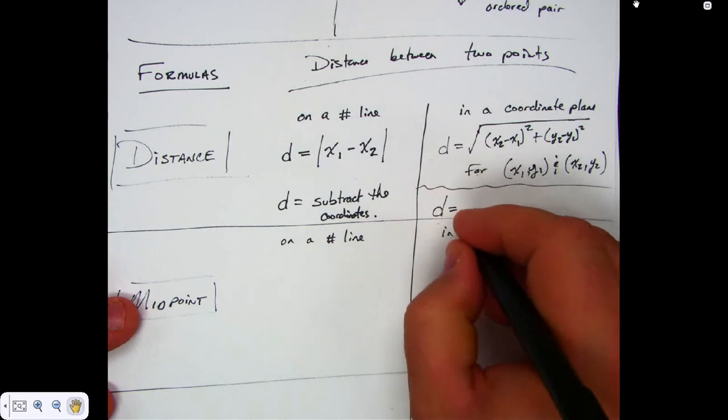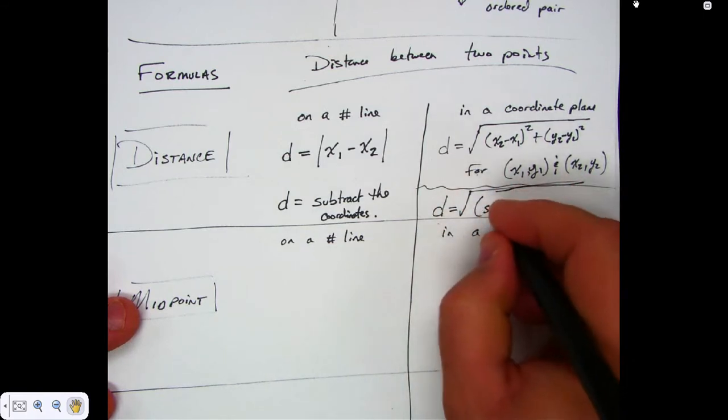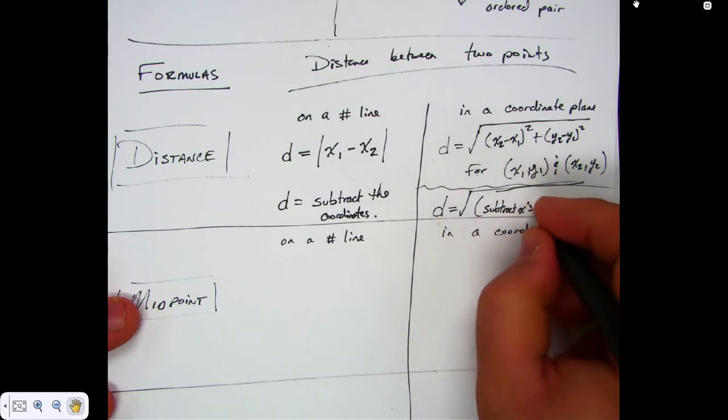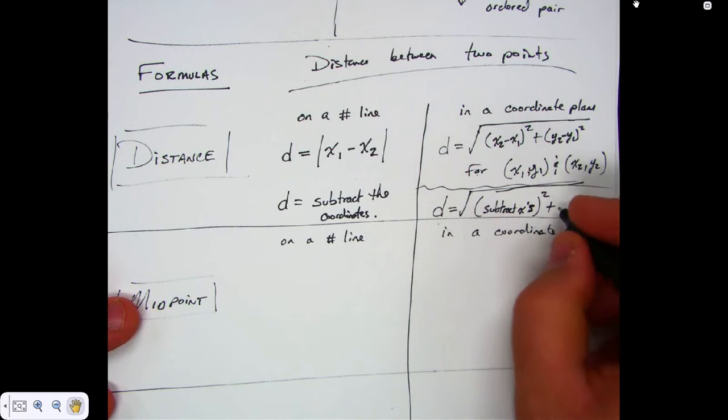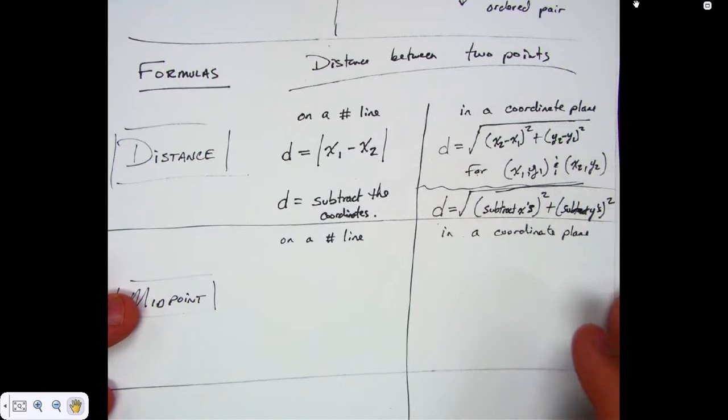Another way to think of this, and this is the way I always thought about it: square root of, subtract my x's, square it, add it to, subtract my what? My y's, square it.